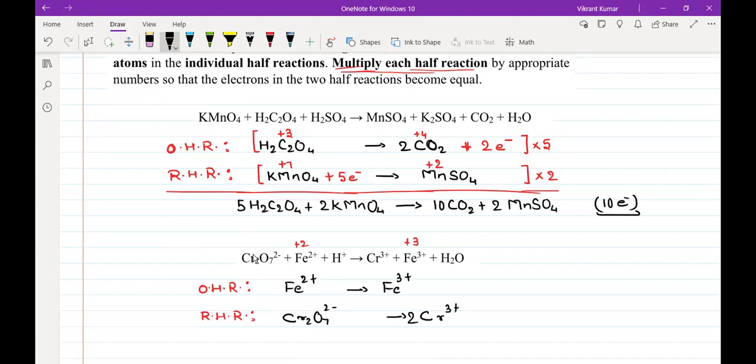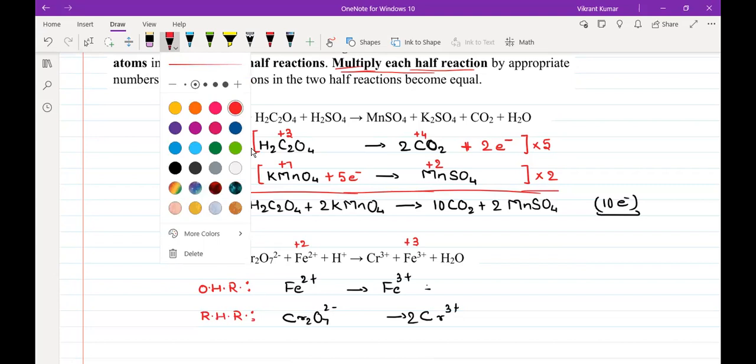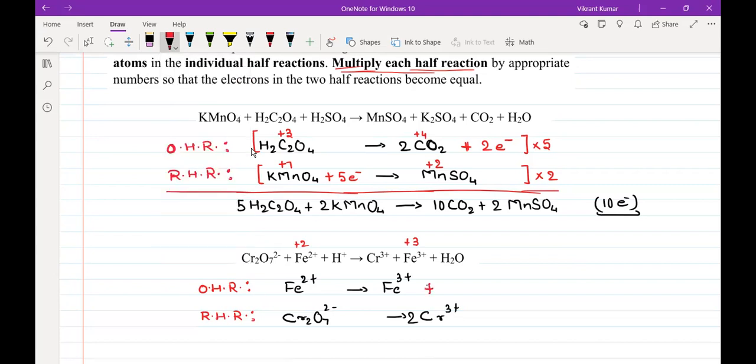Now tell me how many electrons should I write on the right side of the OHR? 1 electron, because the change in oxidation state is from +2 to +3. The change is 1 per Fe, and there is just 1 Fe, and that's why we'll write 1 electron, or simply we can write electron. What is the change of oxidation state of Cr per atom in the RHR? It is 3, going from +6 to +3. So the change is 3 per atom, and we have 2 atoms, so 6 electrons we should write on the left side. Is it okay? This is the critical step.